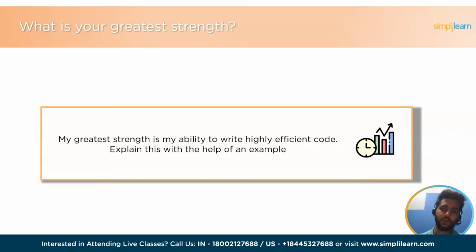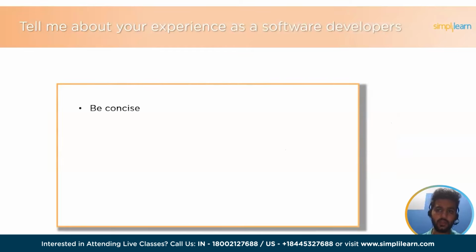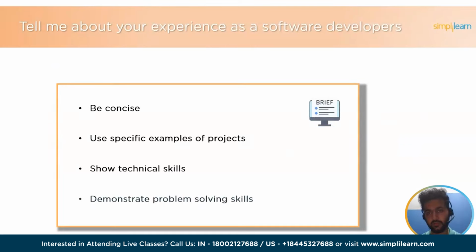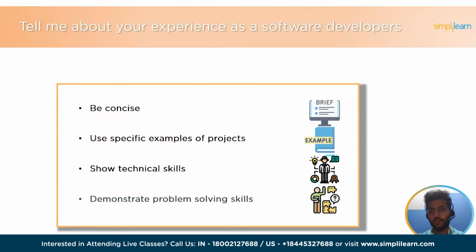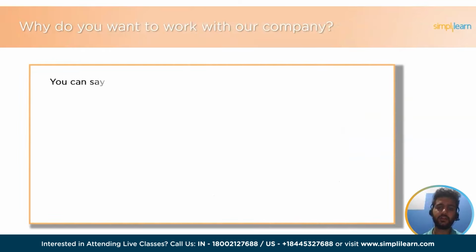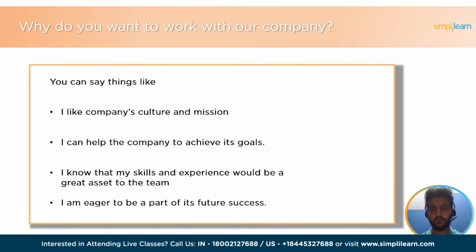Alright. Now question number 22 is tell me about your experience as a software developer. So it's important for this kind of question to focus on your relevant experience and skills, highlighting specific examples of projects and accomplishments. While answering this question, be concise, use specific examples, show technical skills, demonstrate problem solving skills, etc. That's it. Alright. Now next question is why do you want to work for a company?